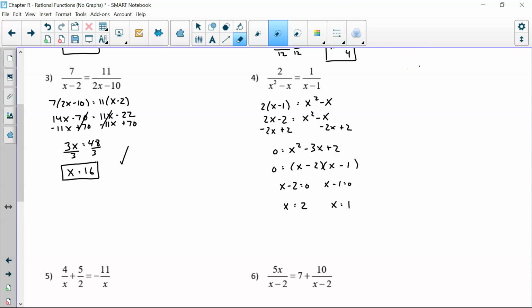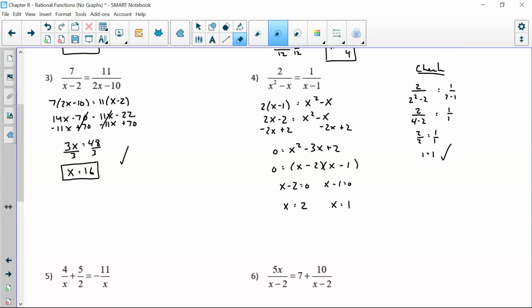Let's check this. Make sure they're both valid. 2 over 2 squared minus 2 equals 1 over 2 minus 1. So it's 2 over 4 minus 2 equals 1 over 1. So it's 2 over 2 equals 1 over 1. 1 equals 1. That's valid.